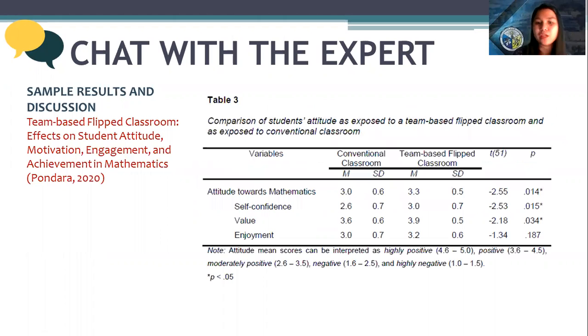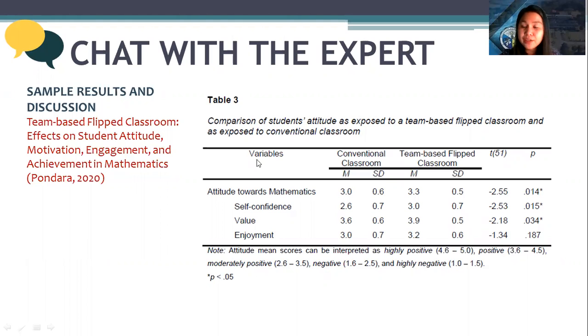Now, the next question. My next question was, is there a significant difference in students' attitude as exposed to team-based flipped classroom and as exposed to conventional classroom? So now, I'm comparing the attitude of two classrooms after their exposure. So again, we start with the introduction. Then, table. What will you present in the table?